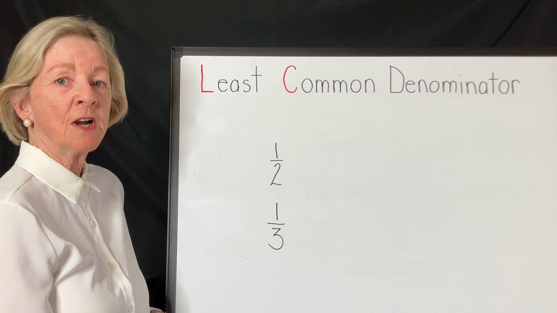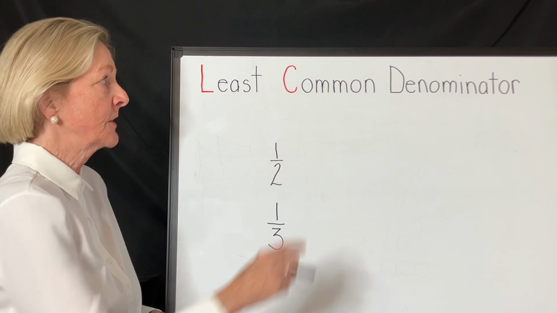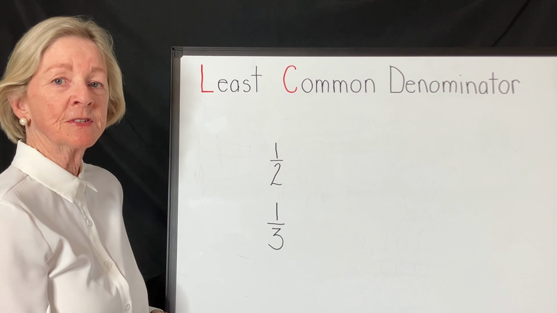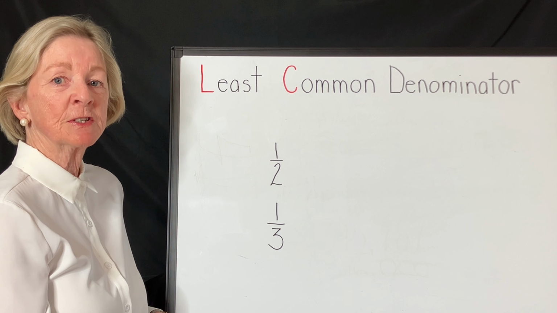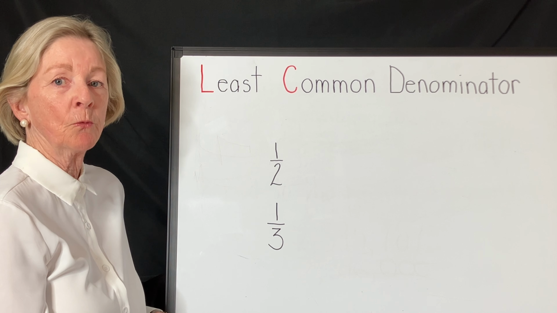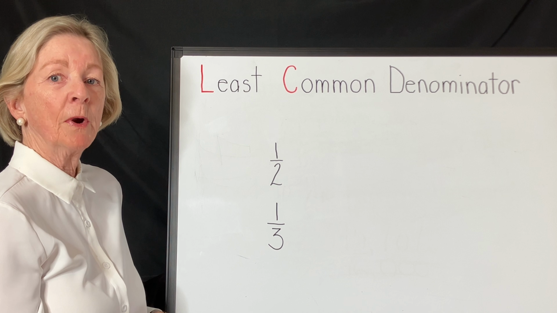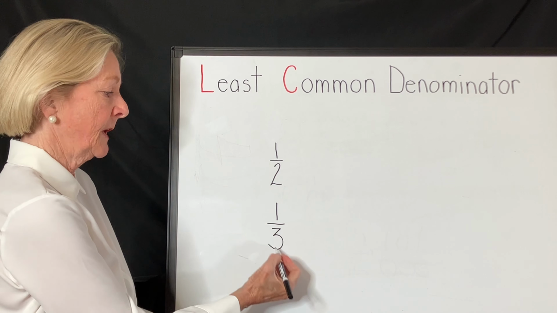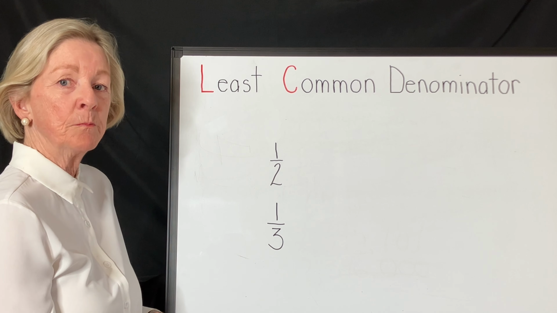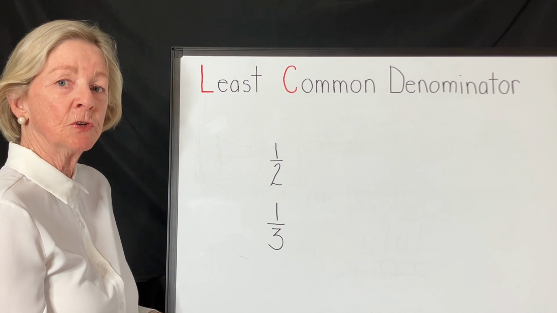When we look at least common denominator, we are trying to find denominators that are the smallest or least that these fractions have in common, or that are the same. We find least common denominator because smaller numbers are typically easier to work with in math. To find least common denominator, we're going to start with the larger denominator, which in this case is 3. We find multiples of 3 until we find one that is also a multiple of 2.